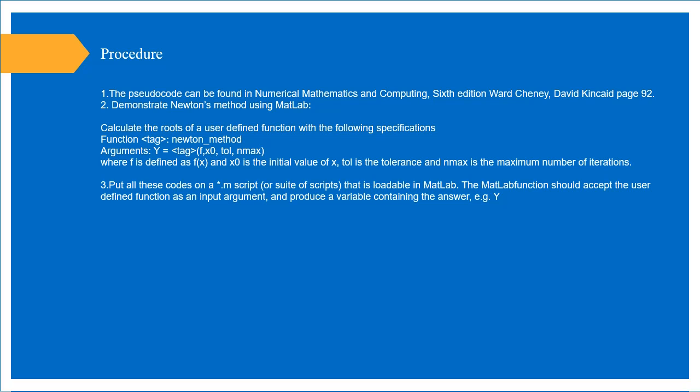Function Newton method, arguments f, x0, TOL, and max, where f is defined as the function and x0 is the initial value of x. TOL is the tolerance and max is the maximum number of iterations.